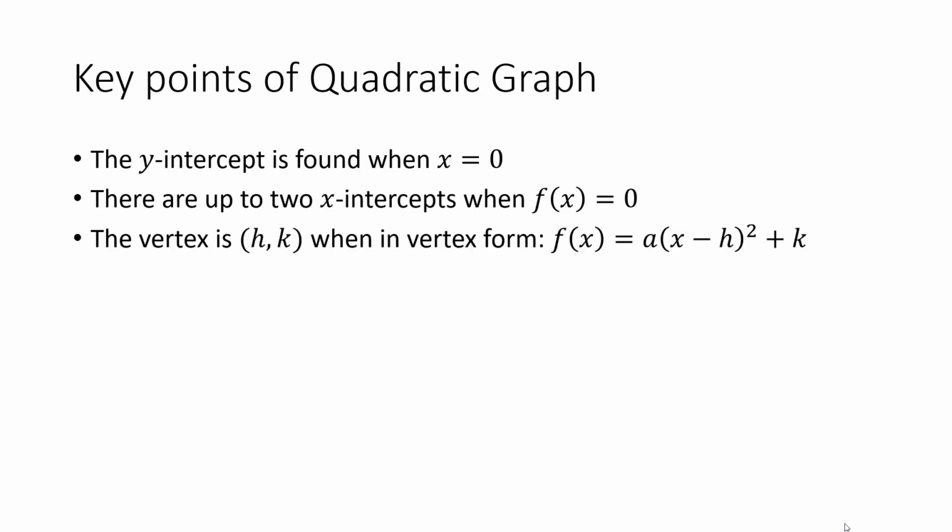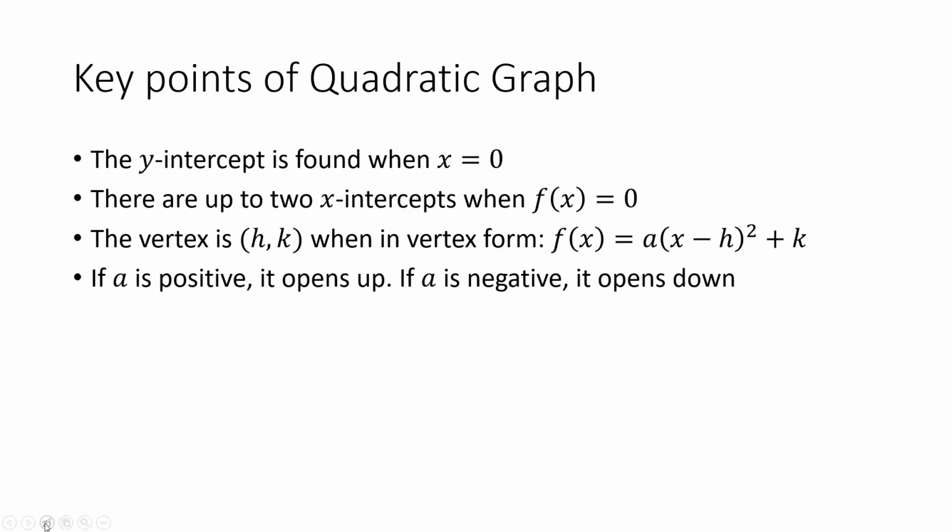The vertex: we've talked about getting an expression into vertex form, so we could identify the vertex h comma k. And then one more is the direction of the quadratic graph.